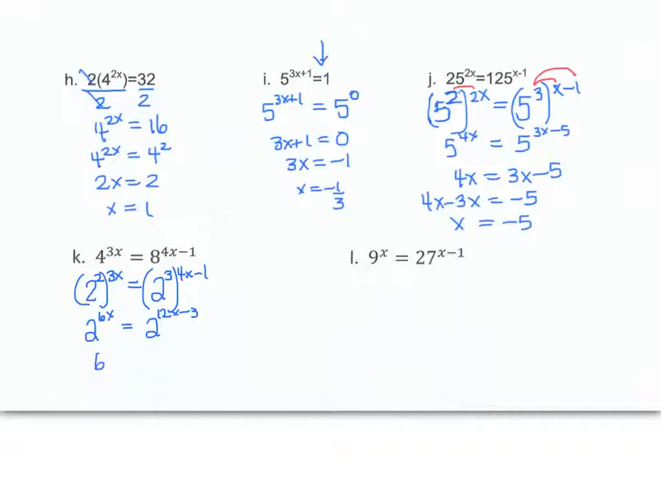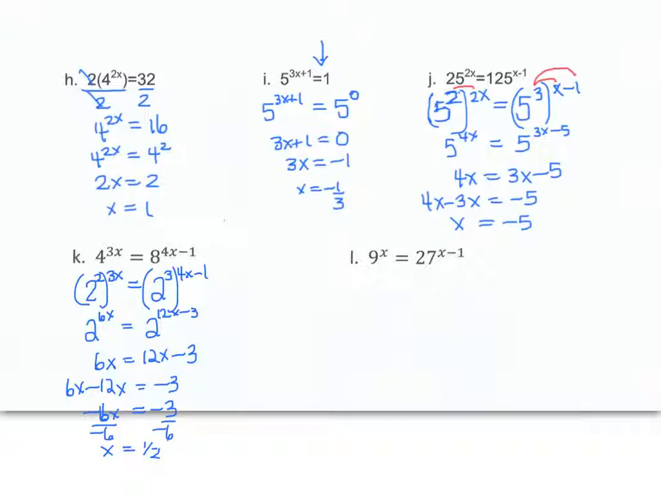Set the exponents equal and solve. Subtract 12x from both sides. That gives us negative 6x equals negative 3. Divide both sides by negative 6, so x equals 1/2.